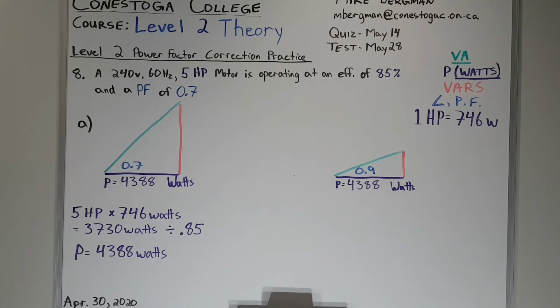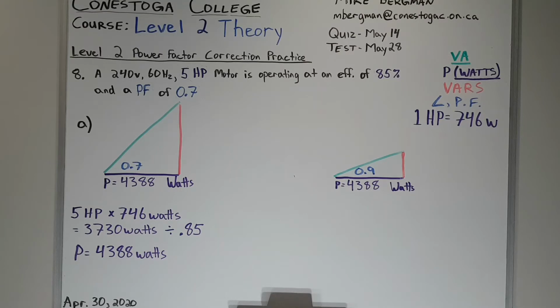A 240 volt, 60 hertz, 5 horsepower motor is operating at an efficiency of 85%. Stop right there. That's one statement of the question. The load is a motor. It's 5 horsepower. It needs 240 volts. The efficiency of the motor is 85%. When we're talking about efficiency, this is different than power factor. Efficiency applies specifically to the equipment we're operating. Power factor is the circuit as a whole.